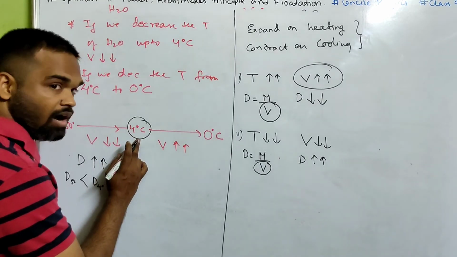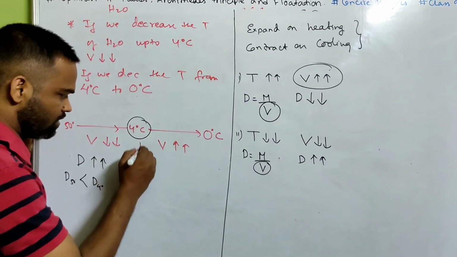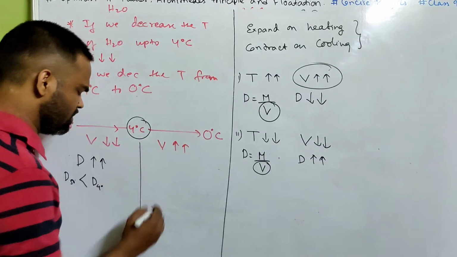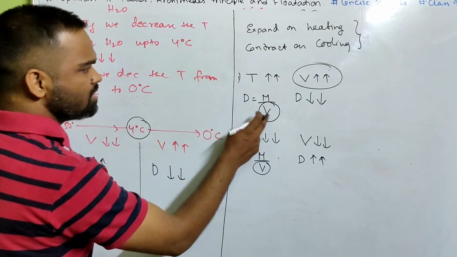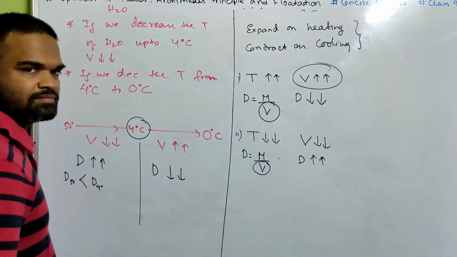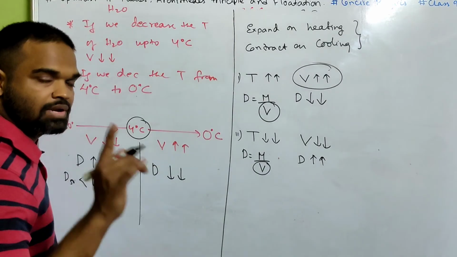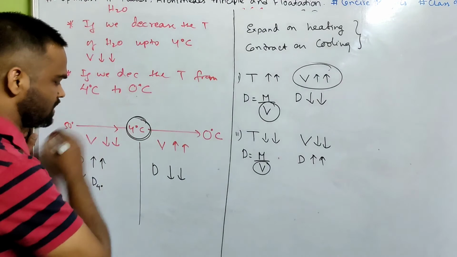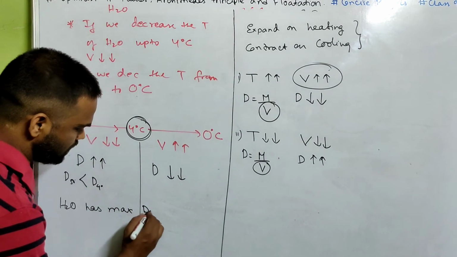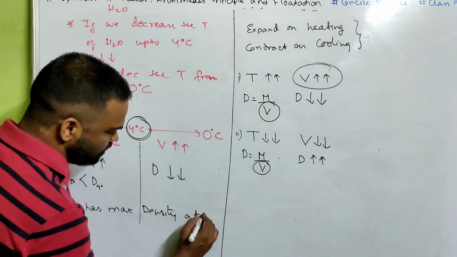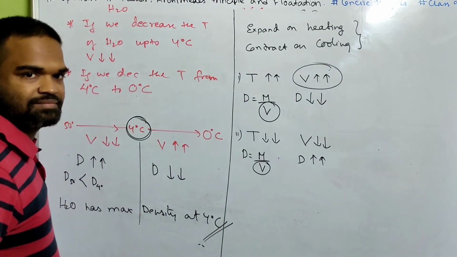But after 4 degree, what happens? After 4 degree, the volume is increasing. Now, if the volume is increasing, the density will decrease. Volume is increasing, density will decrease. Which gives us a very important thing, that water has a maximum density at 4 degrees centigrade due to anomalous expansion of water.